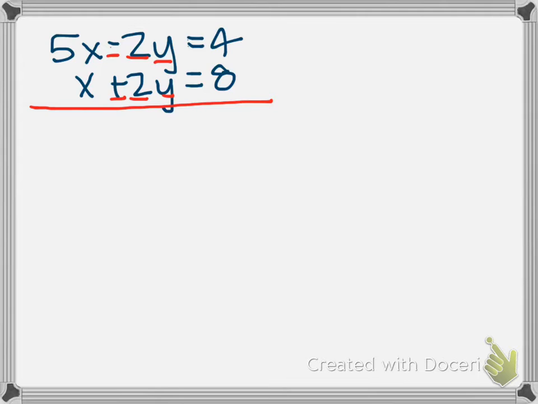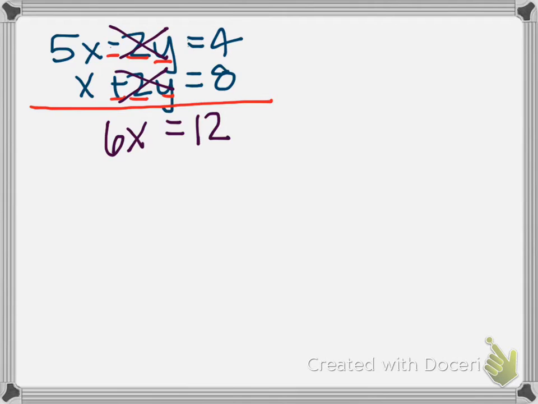Okay, so when we add these two equations together, we have 5x, and then we have a positive 1x. So we end up with 5x plus x, which gives me 6x. The negative 2y and the positive 2y cancel each other out, and we get equals, and then we have positive 4 plus 8, which gives us positive 12. And now it's a single step equation that we solve for x.